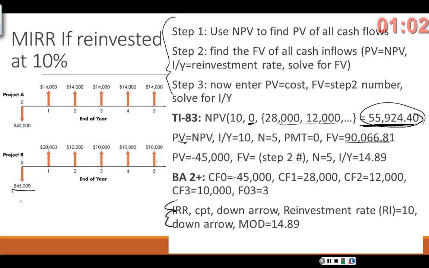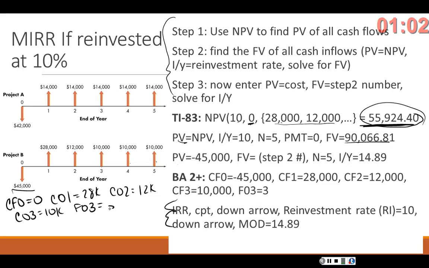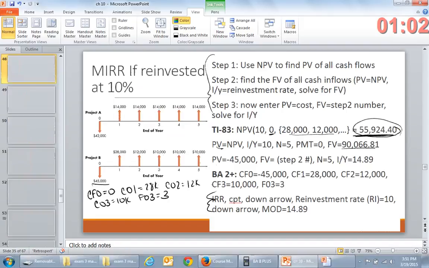So if you don't have the professional version of the calculator, you put in cash flow at time period 0 is 0. Cash flow at time period 1 is 28,000. Cash flow at time period 2 is 12,000. And cash flow at time period 3 is 10,000 with a frequency of 3. And solve for the present value.